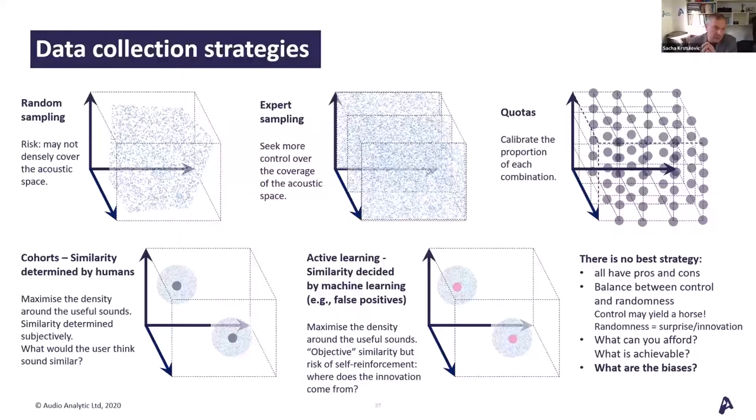And most importantly, what are the biases of our data? Did you cover all the houses, or was it only the residential house? So analysis of the biases is very important.